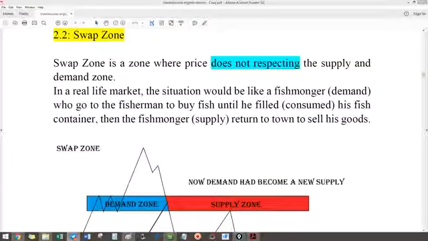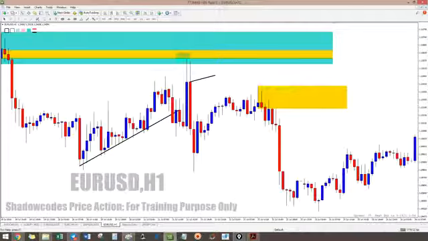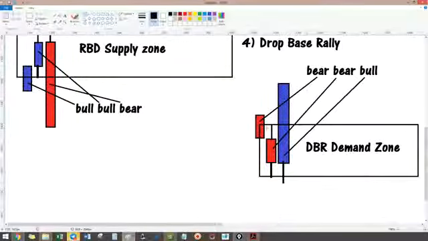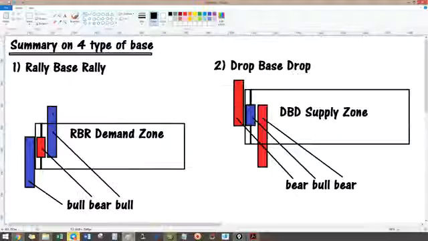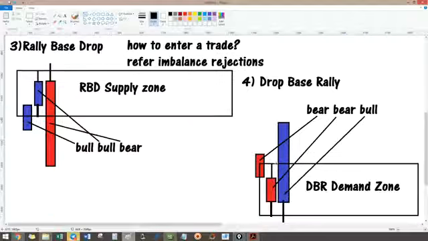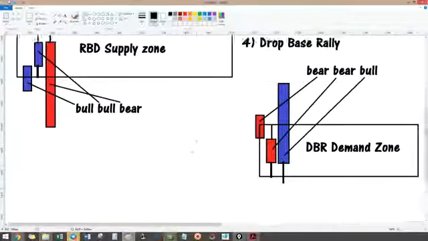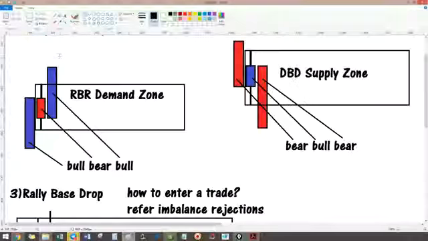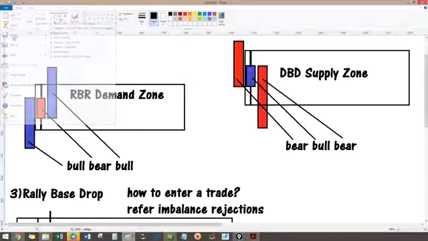Okay, if I may ask, can you show the relation of TCS with role reversal? Can. I will go through swap zone. I think the summary for the base is all clear. Okay, don't make silly mistakes. Make sure you can differentiate rally base rally, drop base drop, and rally base drop and drop base rally, because this is important when we learn the support and resistance and the swap zone.